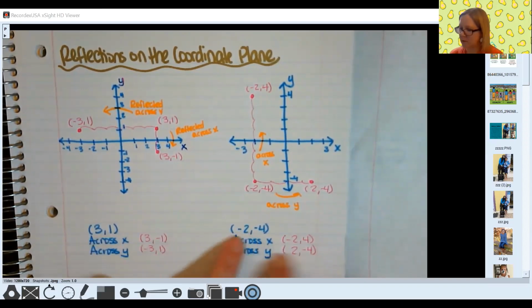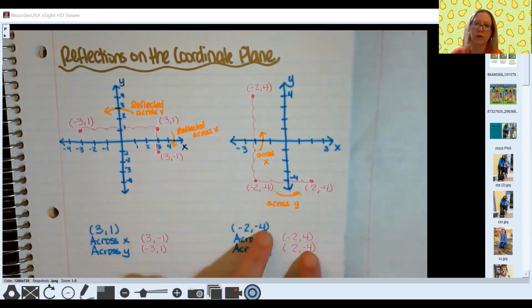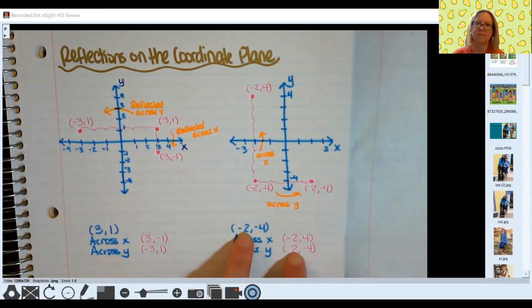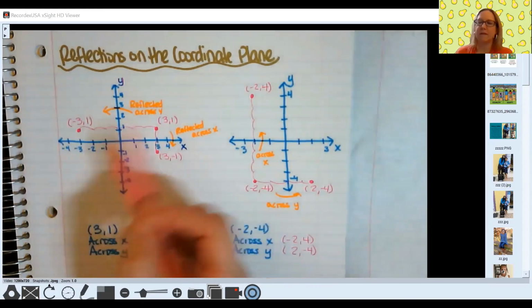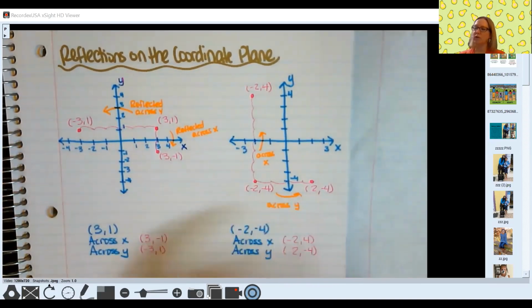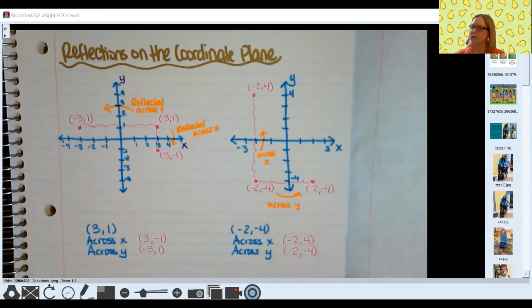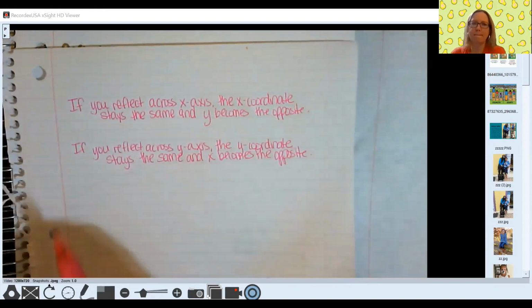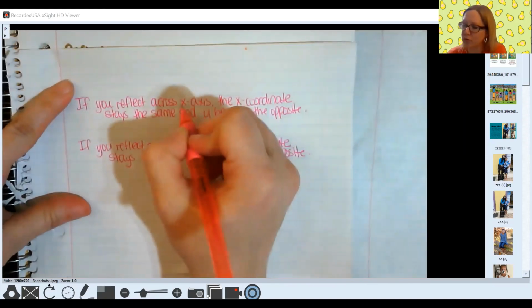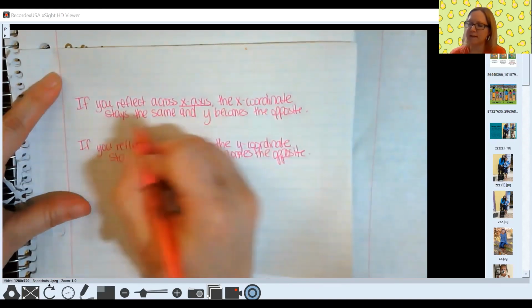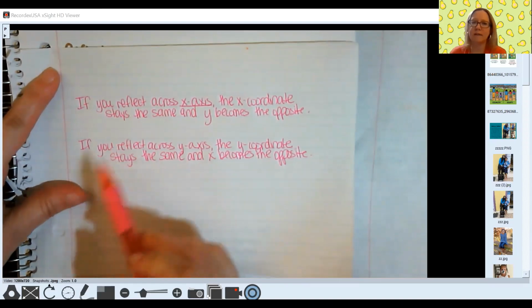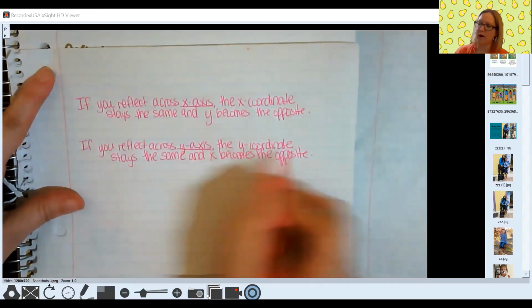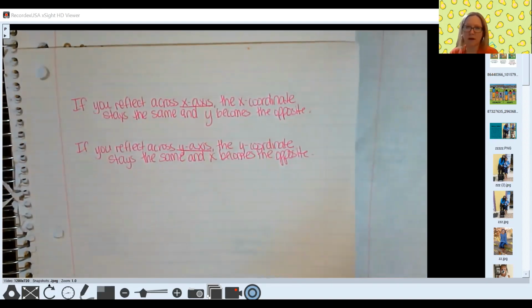Okay, same thing here. When we reflected across y, that second coordinate stayed the same and the y became the opposite. So you can use the coordinate plane and count the spaces that you need to reflect, or you can use those patterns in knowing that when we reflect across x, the x coordinate stays the same and the y becomes the opposite. And when we reflect across y, the y coordinate stays the same and the x becomes the opposite.